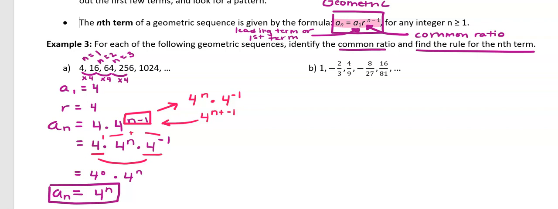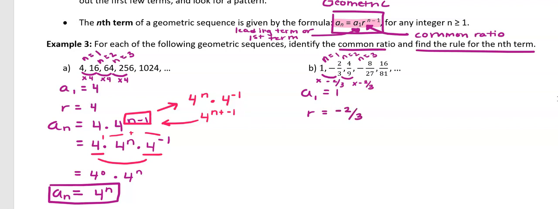Let's see if we can do something similar with example B. So once again, we need to look and see what our terms are. So here's our first term, our second term, and our third term. So I'm going to go ahead and take note that my first term is 1. I also need to determine what my common ratio is. So how did I get from 1 to the next? To get from 1 to negative 2/3, it looks like I may have multiplied by negative 2/3. To get from negative 2/3 to positive 4/9, I did also multiply by negative 2/3. So it looks like our common ratio here is a negative 2/3.